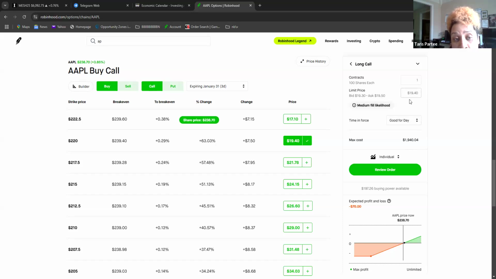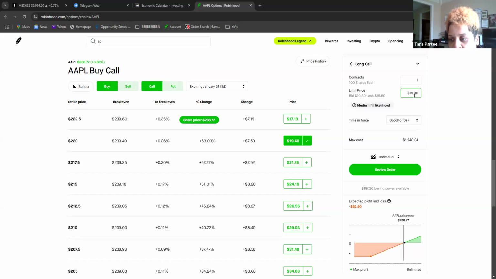Robinhood likes to give you a middle price, and so they tell you it's a medium fill likelihood. But watch what happens if I put $19.50 in there. It says a high fill likelihood. So you can just negotiate that price however you see fit. If I want to get in, I'm just gonna pay the ask price, I will. A lot of times it will take it right there in the middle.